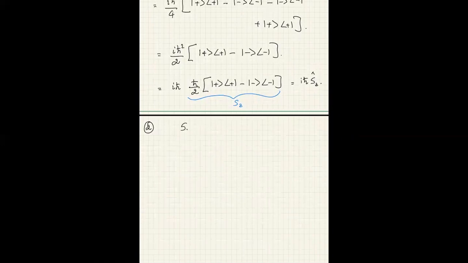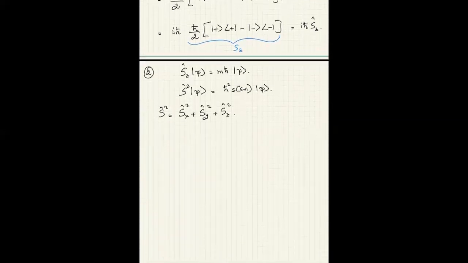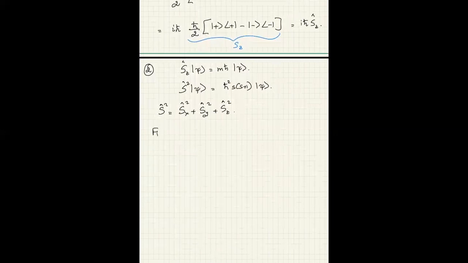Sz acting on psi is m h bar times psi, and the S square operator acting on psi is h bar square times s(s+1) acting on psi. The S square operator is nothing but Sx square plus Sy square plus Sz square. Now, how do I find the expectation value of Sx in the state psi? That is the question.